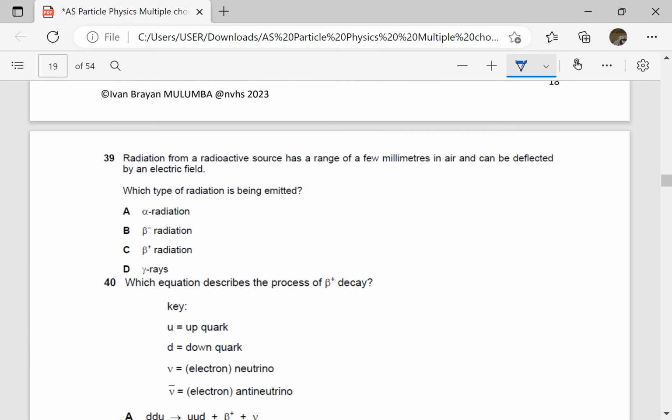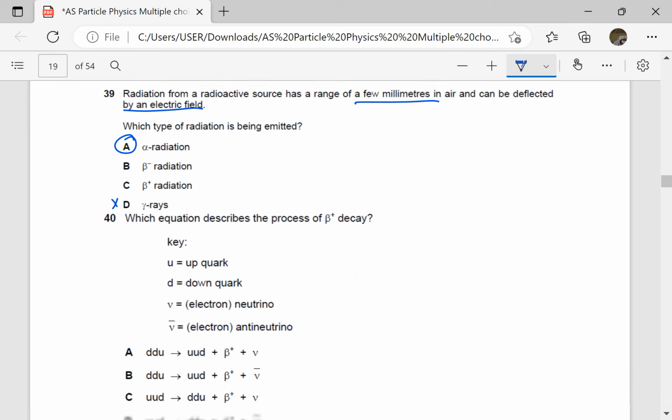Radiation from a radioactive source has a range of a few millimeters in air and can be deflected by electric fields, so it has charge. We eliminate gamma. It has a range of a few millimeters in air, that is automatically alpha radiation, because the range of beta particles in air is approximately 2 meters.